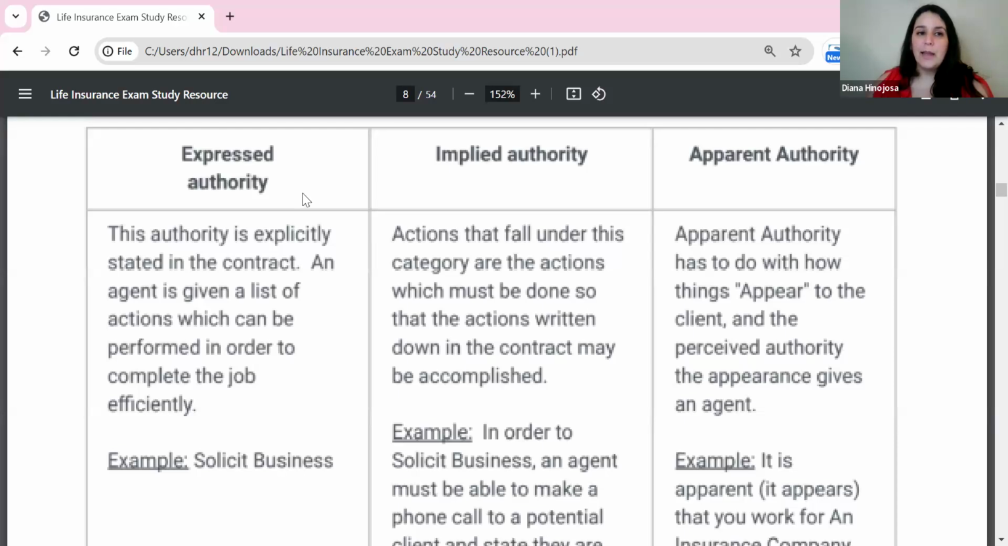Another type of question: a type of authority that is explicitly stated in the contract is what type of agent authority? Expressed. The other way that they like to flip this around, since it's 3, anytime you have 3 or more items on your exam, you want to think about what could they throw in there that's going to be a little bit different. They're going to say, which is not a type of agent authority.